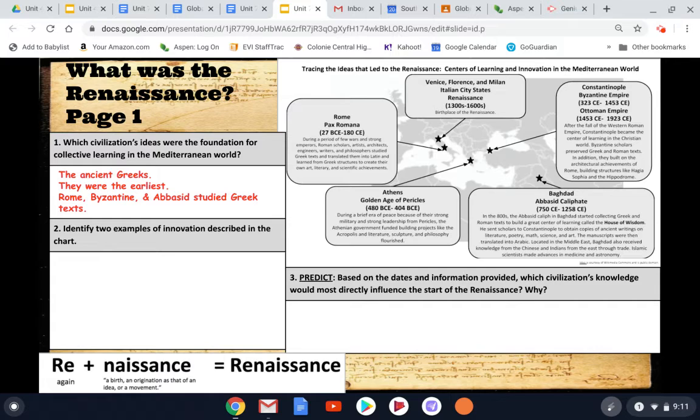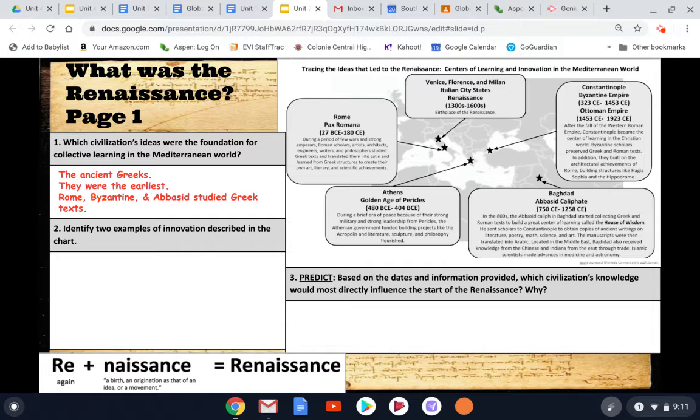For question 2, it's asking to identify 2 examples of innovation described in the chart. So as people and civilizations look back to groups that came before them, they often learn from those designs, learn from those cultures and those achievements, and then they add their own little twist. They add something new to it. But it's a building block. They have to learn from someone else and then add to it first. So that's what we're looking for, innovation.